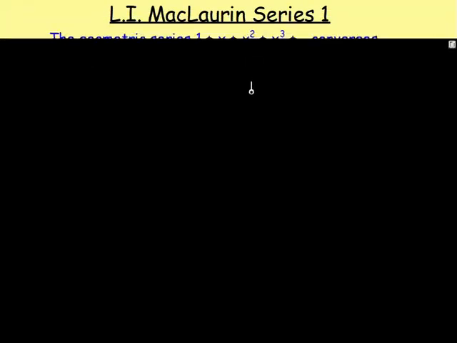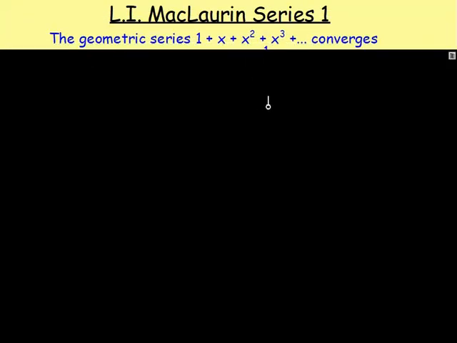What is it all about? Well, let's say you've got a geometric series 1 plus x plus x squared plus x cubed and so on. We can see here that our common ratio, to go from 1 to x, we're multiplying by x. Also to go from x to x squared, again you're multiplying by x. Because you're multiplying by x every time, that will be your common ratio.